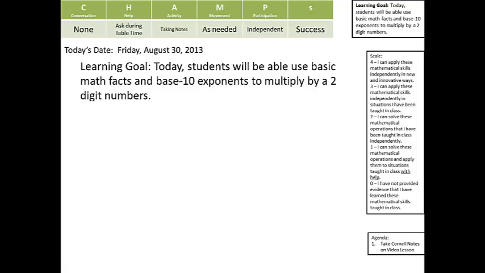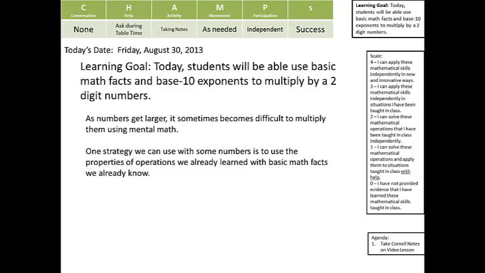Today's learning goal is that students will be able to use basic math facts and base 10 exponents to multiply by a two-digit number. We've already learned that as numbers get larger, it sometimes becomes difficult to multiply them using mental math. We're going to use a strategy that'll help us use our properties of operations that we've already learned, combine it with some basic math facts, and help us multiply some of these larger numbers.